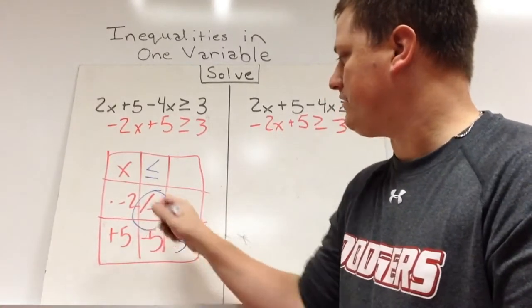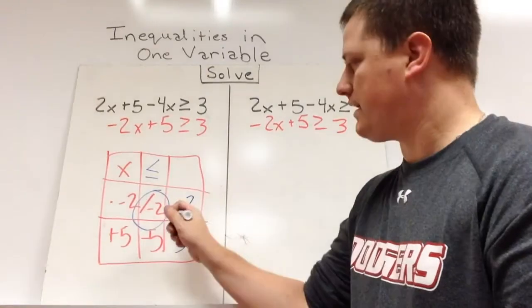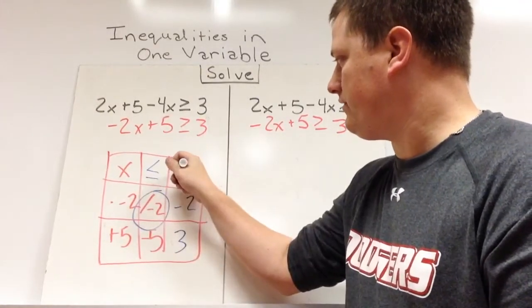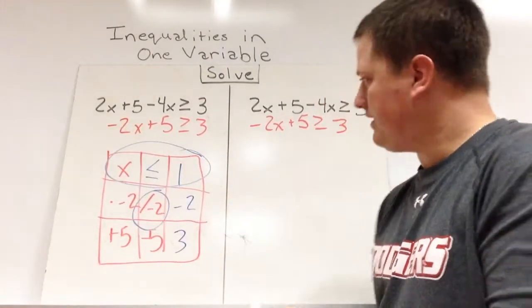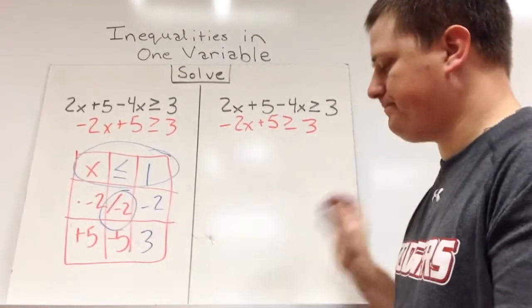So 3 minus 5 is negative 2. Negative 2 divided by negative 2 is 1. So there's our answer right there. Now let's see what that looks like in the balance method.